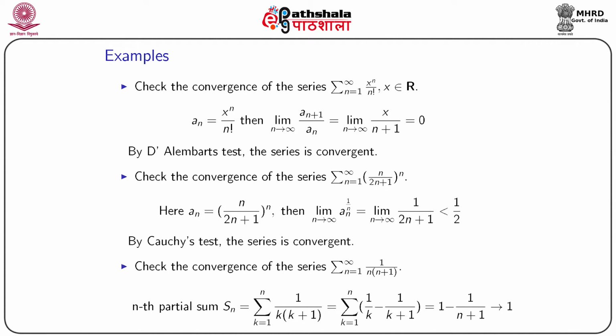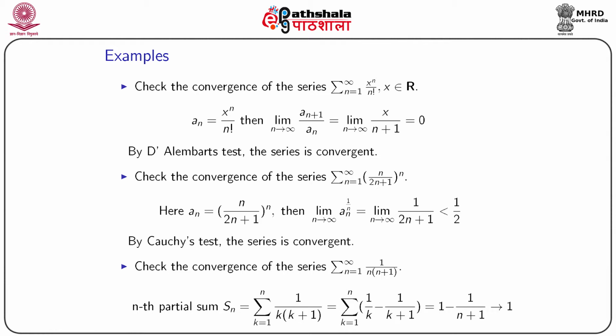As the first example, consider the convergence of the series sum over n from 1 to infinity of x to the power n over n factorial, where x is any real number. Then a_n can be written as x to the power n by n factorial. Now if we take the ratio a_(n+1) over a_n and take the limit as n tends to infinity, it boils down to the limit of x over n plus 1. Now as n tends to infinity, this term goes to 0. So by D'Alembert's test, this series is convergent.